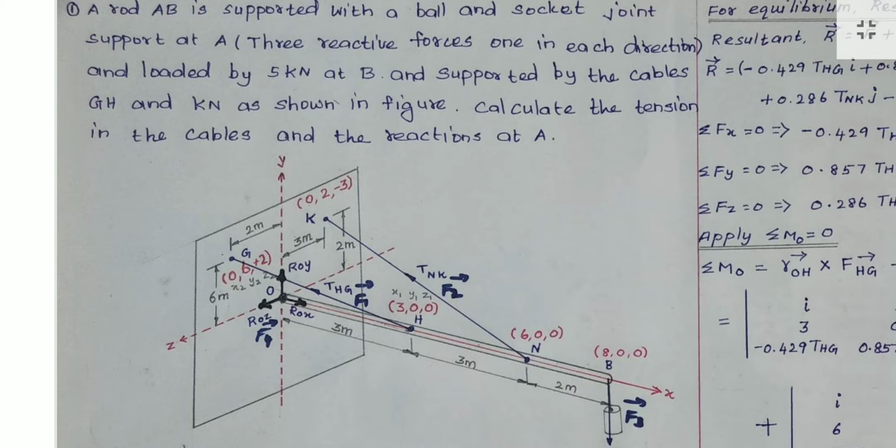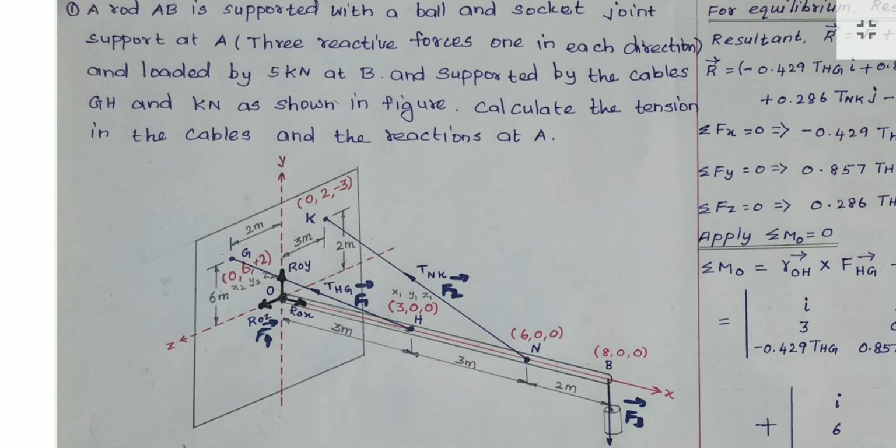It is supported by cables: this cable NK, one cable, and this HG, another cable. In a cable, the tension acts in the opposite direction. It is supported at the point B, and this loading will try to move it down, but it is kept in equilibrium by these 2 cables. This cable is fixed at N and K. So the tension force will be in the opposite direction: TNK and THG also.